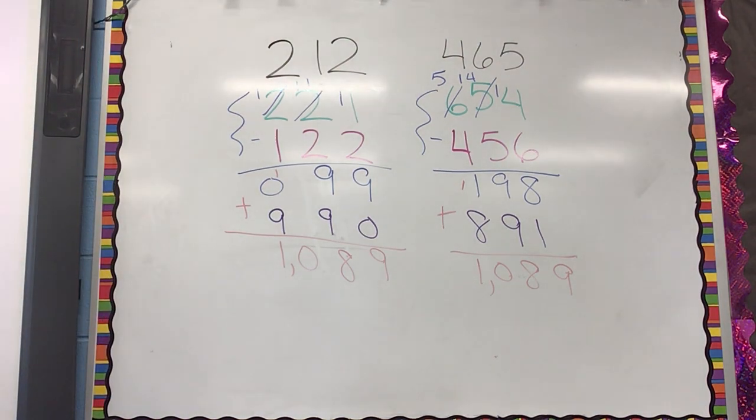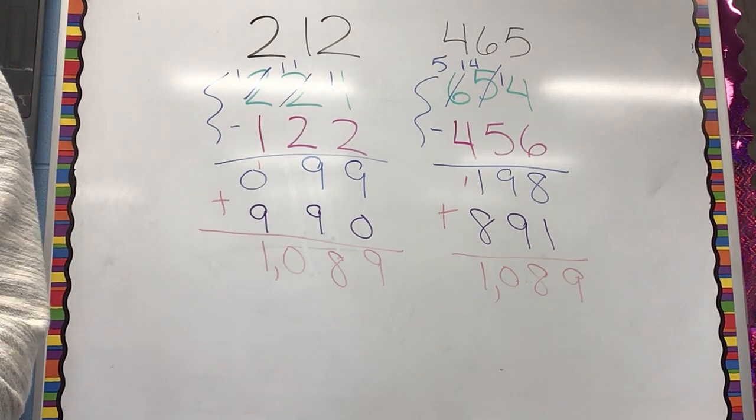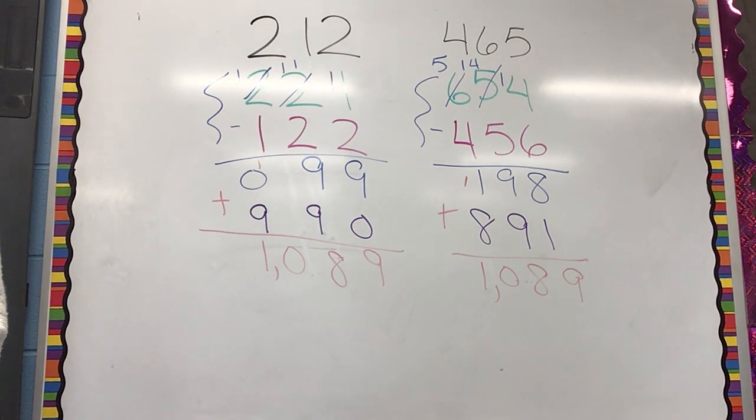Ladies and gentlemen, how did you? Wait. What? Did you get 1,089? Yes. If you did your math correctly, you got 1,089. This is mathematically.